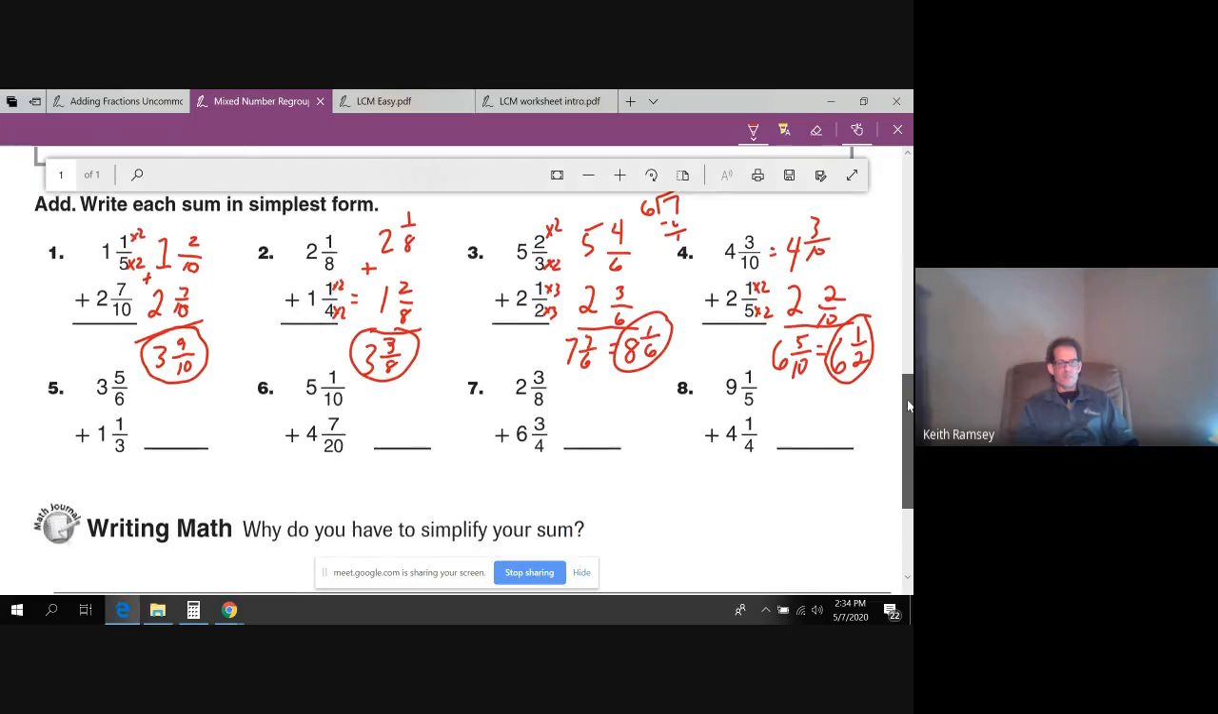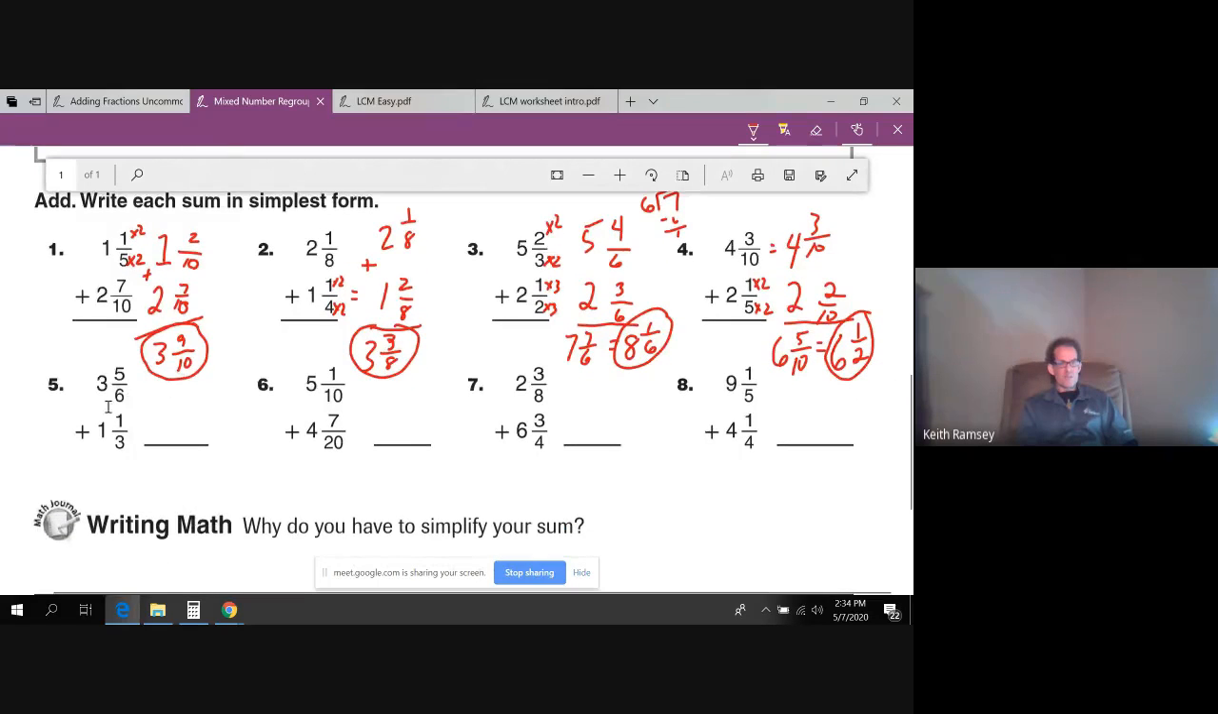Okay, let's scroll down here a little bit. And let's look at 3 and 5/6 and 1 and 1/3. Again, in this example, I know that 3 is a factor of 6. I know 3 times 2 is 6. So I'm going to keep this top fraction the same, but this 1/3 I have to change. So it has a 6 on the bottom. So 2 times 3 is 6, and 2 times 1 is 2. And my whole number stays the same.